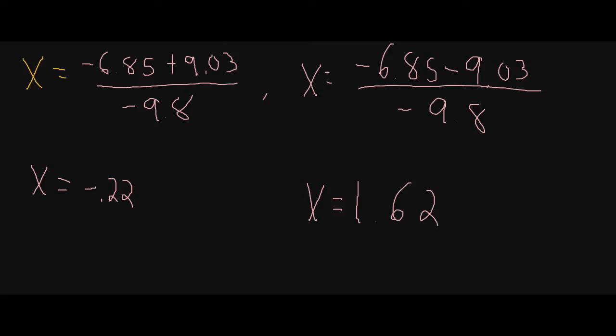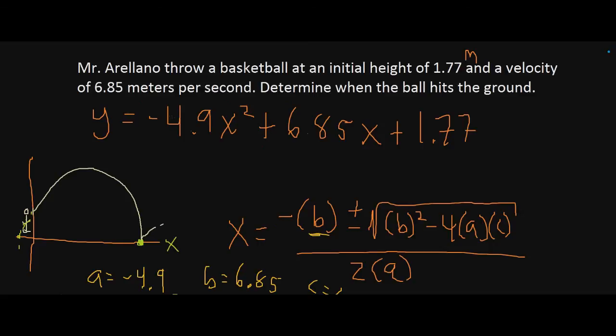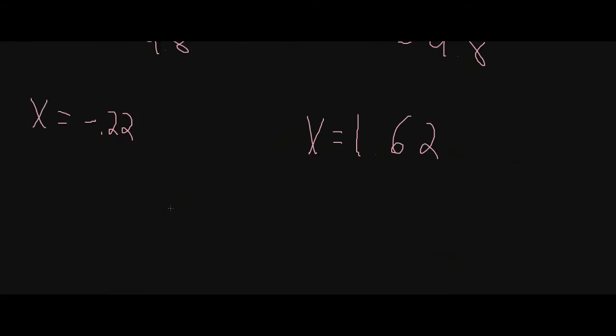1.62, okay? So, as we mentioned, let's go ahead and just scroll up to the picture we drew over here, right? So, I throw the ball in the air. Remember, this x represents time, all right? This is time elapsing, right? And so we notice, we got one that's negative, one that's positive. This is the one that's negative, negative 0.22 seconds. And we get one that is positive, 1.62 seconds, right?